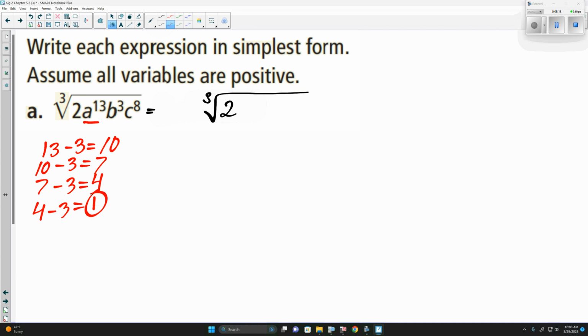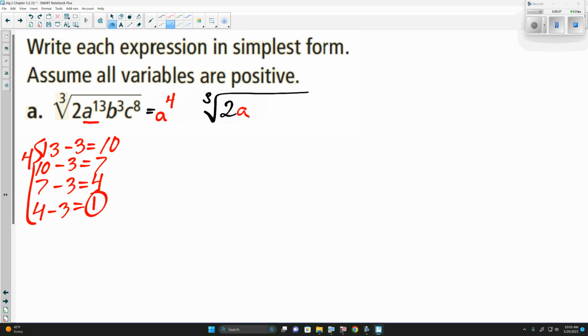Well, how many times did I take 3 out? 4, yes? So that means we can take 4 groups of 3. We can simplify this to a to the 4th. 4 groups of 3 came out. And how many stayed inside?